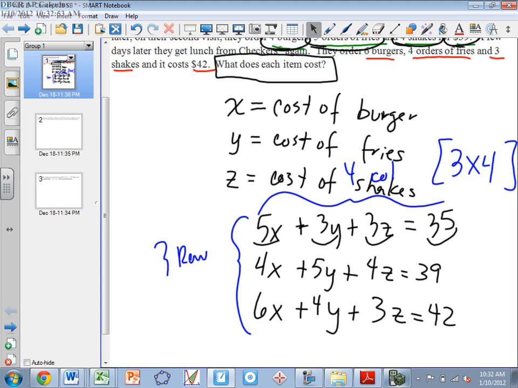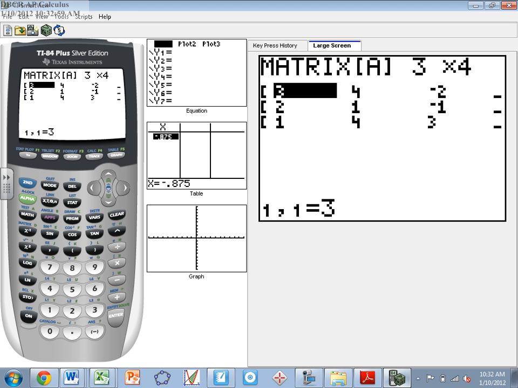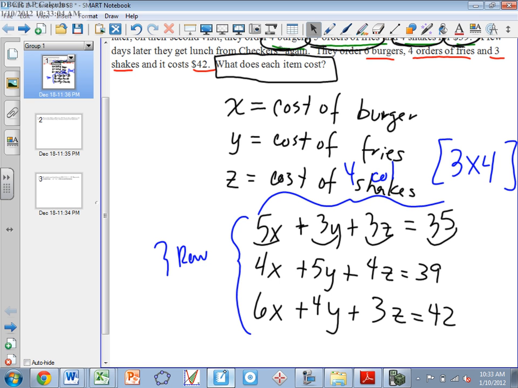No variables. Just numbers. If you have a negative number anywhere, which we don't here, you need to make sure you use the negative sign and not the minus sign, if you ever have a negative number. So again, you're inputting all those numbers into your matrix. Hit enter every time and it'll go to the next spot.